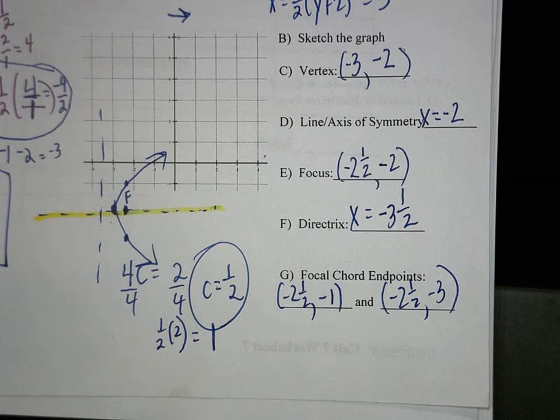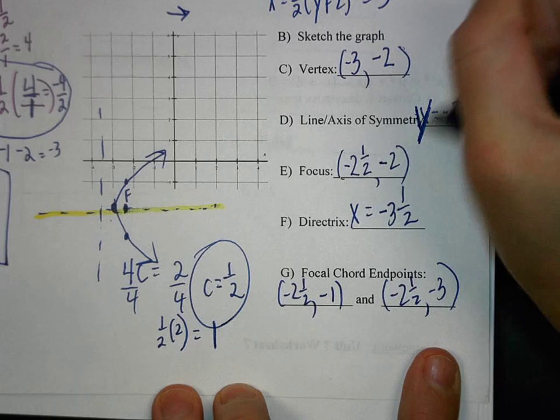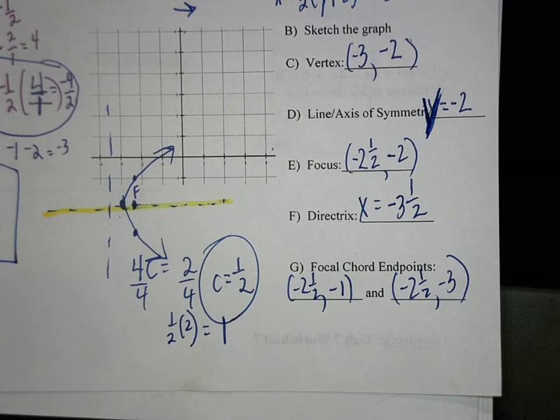Okay, any questions here? Yes? You are correct. Y equals -2 for line of symmetry is correct. That's Candy. All right. Anything else? Okay. Let's move on.